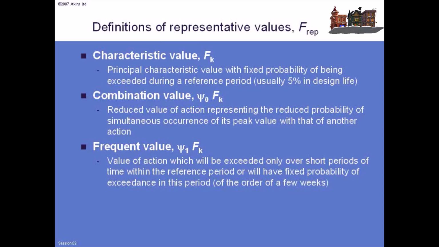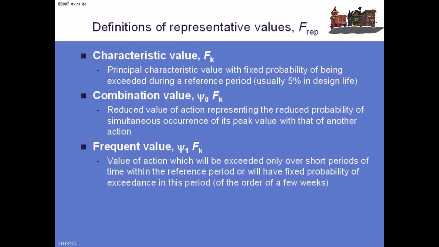Sometimes I might want what's called a frequent value, and this represents the value of an action that you might get with a return period of, say, a couple of months. So this might be relevant to construction, or more typically it's relevant to serviceability calculation when we're looking at crack widths. We're not necessarily interested in the worst crack that ever exists in the history of the structure. So if we want the frequent value, again, we always start with the characteristic value, but in this case we're multiplying by psi 1, which is the frequent factor, and that converts the full characteristic value down to something that's got a much shorter return period.